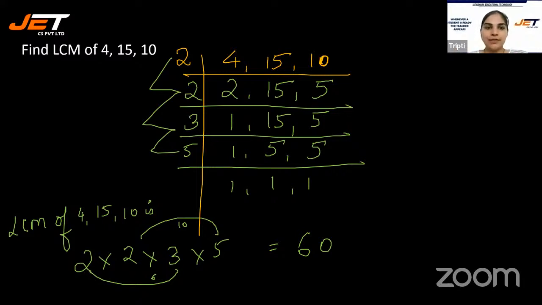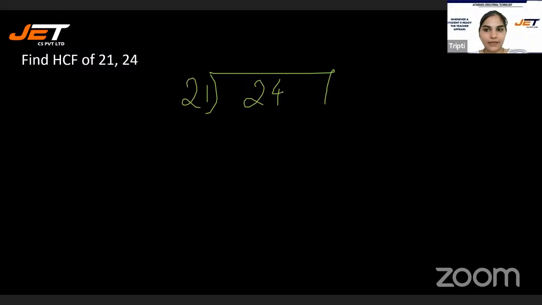All right. HCF of 21 and 24. 21 is smaller than 24. We'll be doing like this. Come on. Yes, 60. Perfect. So glad to see your responses.